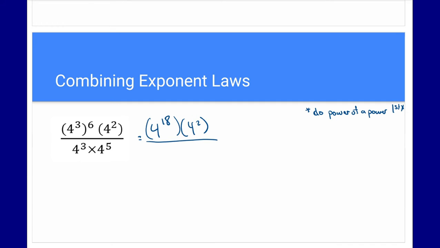So 4 to the power of 3 multiplied by 4 to the power of 5 gives me 4 to the power of 8. I'm adding. Next, the top still needs to be simplified, so I'm multiplying on the top, so that's 4 to the power of 20, or 8 plus 2, divided by 4 to the power of 8. Now we're subtracting because we're dividing our powers. We get 4 to the power of 12, which is our final answer, or a simplified answer.